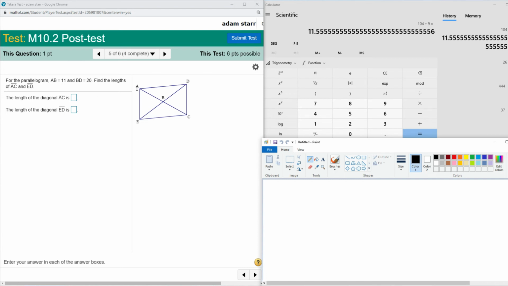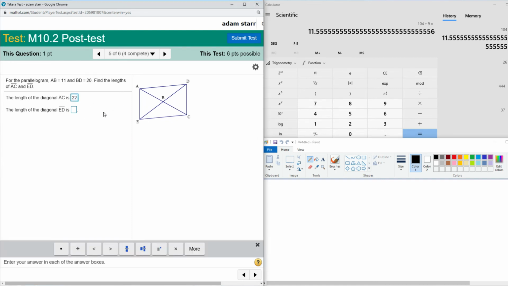So it's asking for the length of AC. So if this is 11 and this is 11, then this whole diagonal here is going to be two 11s, so 11 and 11. So that side will be 22. Okay. Likewise, the other diagonal, it's saying that BD is 20. So if BD is 20, then EB is also 20. So that means ED, the other diagonal, is going to be 20 and 20. So 20 plus 20 is 40.